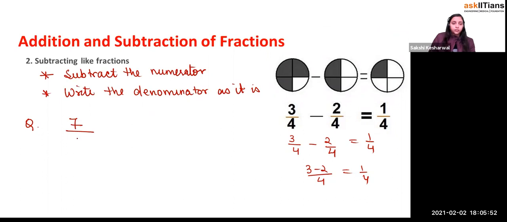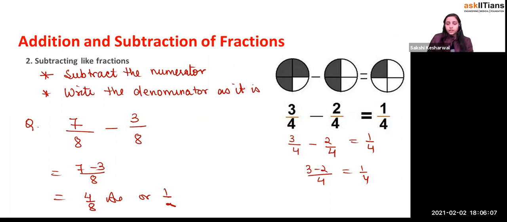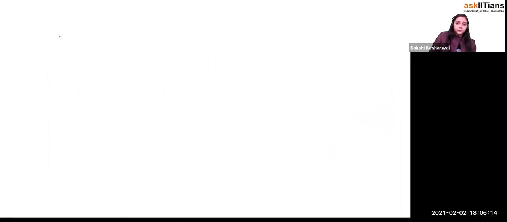So if I give you the question to subtract 7 by 8 minus 3 by 8, these are like fractions. So you have to just write 7 minus 3 by 8, which is equal to 4 by 8. That is your answer. Or you can write your answer as 1 by 2, because if you divide this into its simplest form, it will be 1 by 2, right?